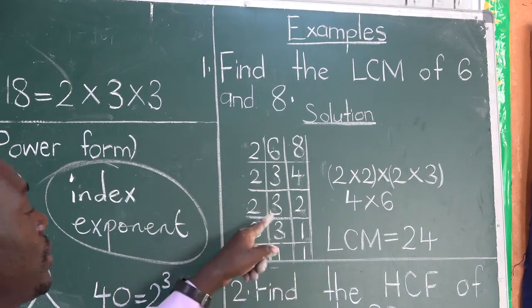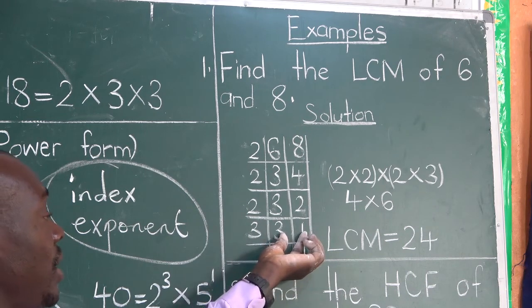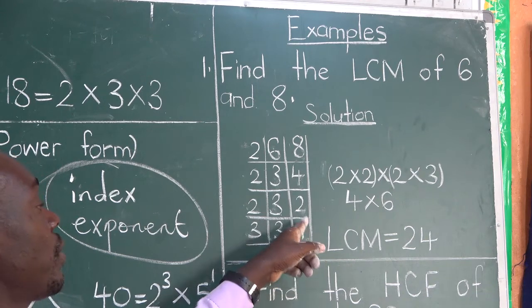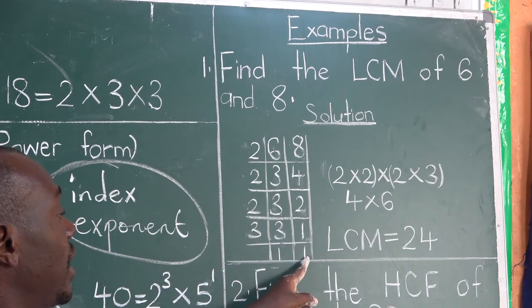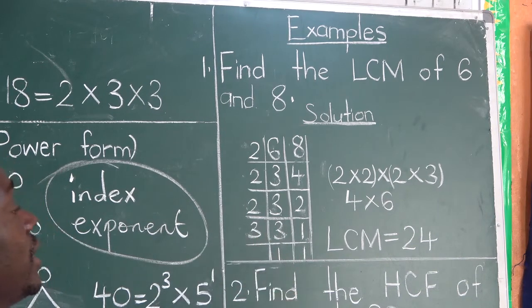Now 2 cannot still work. The next number is the 3. Can 3 work with these ones that are here? Yes, it works with the 3 but doesn't work with the 1. So the 1 goes down here, but it works with the 3. Divide: 3 divided by 3 gets a 1. So remember, the ladder goes up to 1.